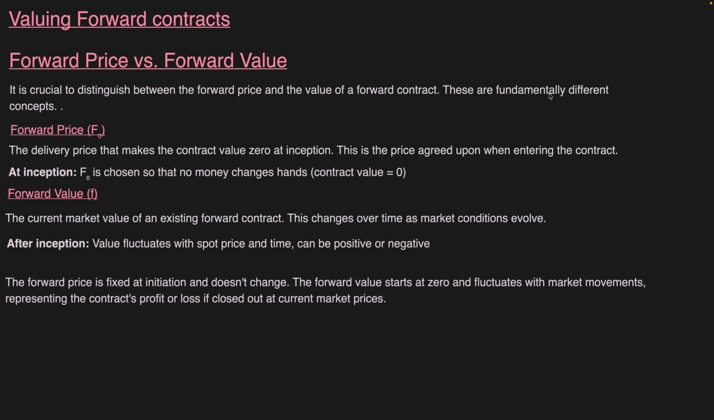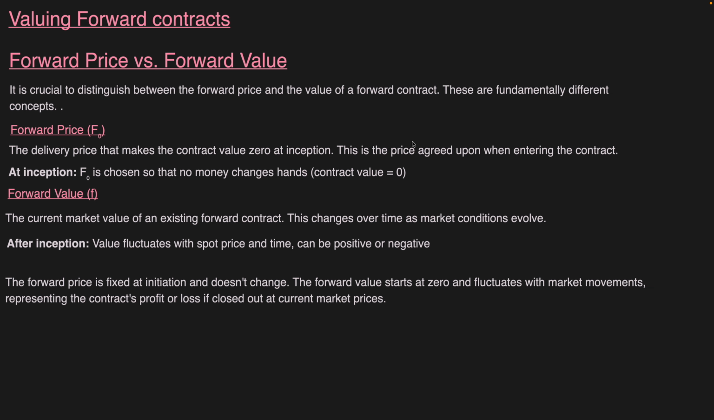Now, let us come to the concept of valuing of the forward contract. See, there is a huge difference between a forward price and a forward value. It is very important for us to distinguish between a forward price and a forward value. See, the forward price F0 is nothing but the delivery price that makes the contract value 0 at inception. So, whatever the contract value, the delivery price which makes that contract value 0 at inception is the forward price.